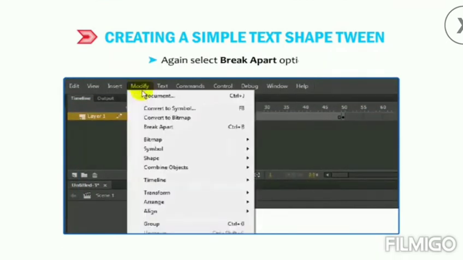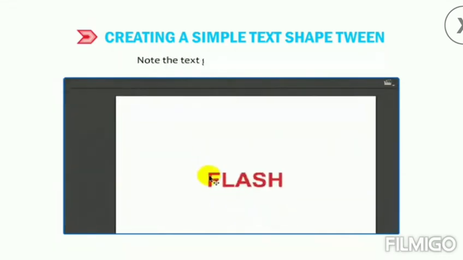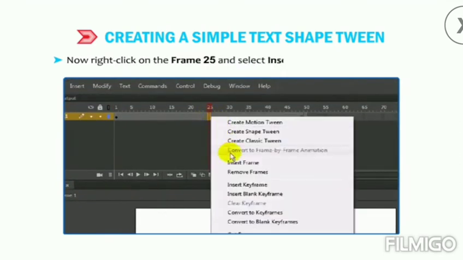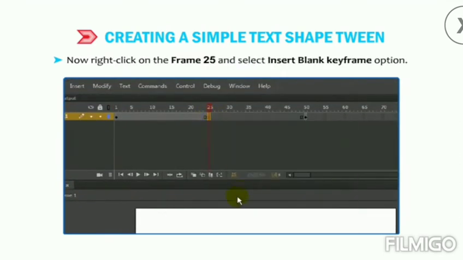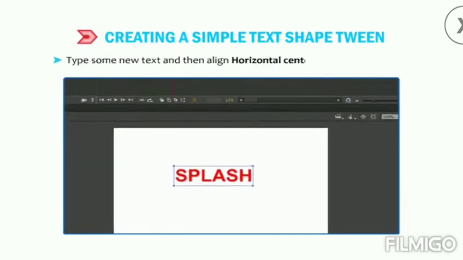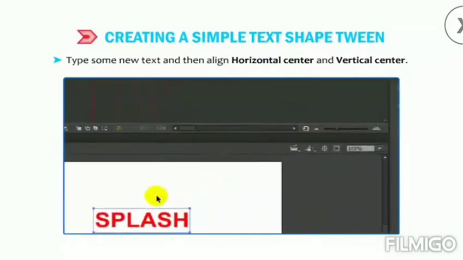Again, select Break Apart option. Note the text gets converted into shape. Now right-click on the frame 25 and select Insert Blank Keyframe option. Type some new text and then align horizontal center and vertical center.